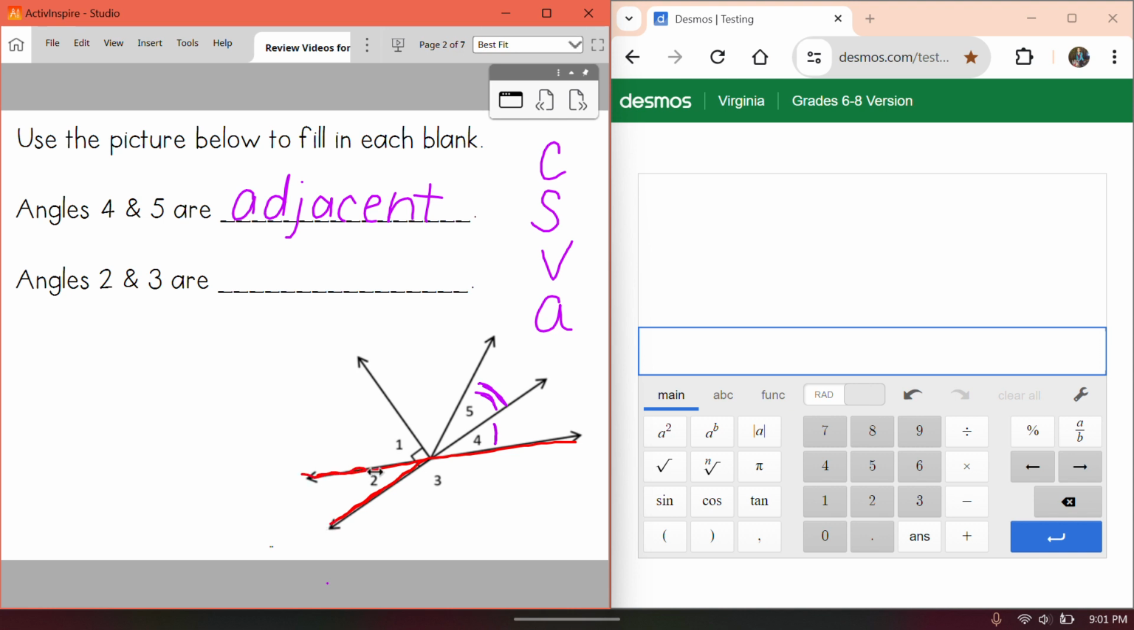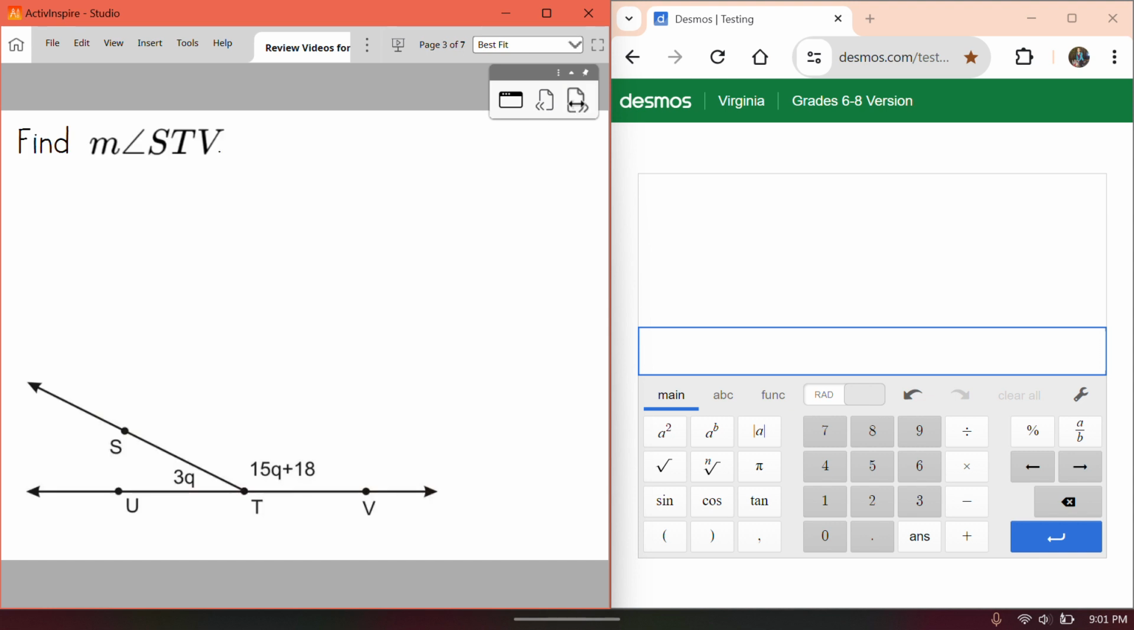I'm going to look at what they formed right through the middle of the picture. And they formed a straight line, which means that angles 2 and 3 are supplementary angles. All right, we've got one more angle question. This one is a little bit different.